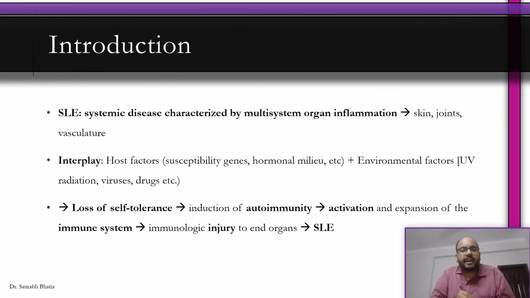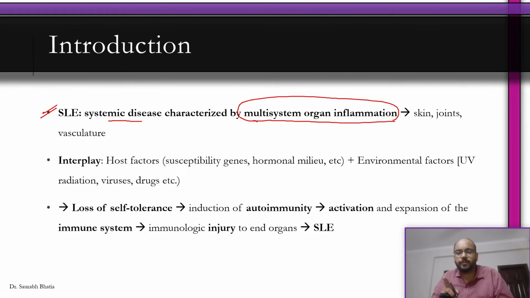Now, SLE is a systemic disease characterized by multi-system organ inflammation. Now, this term is very important. It is multi-system organ inflammation. That means inflammatory damage to end organs involving multiple systems. The systems include skin, joints, and vasculature, where end organ damage and vessel damage are the hallmark. So there is vasculitis and vessel inflammation, and that is quite important.